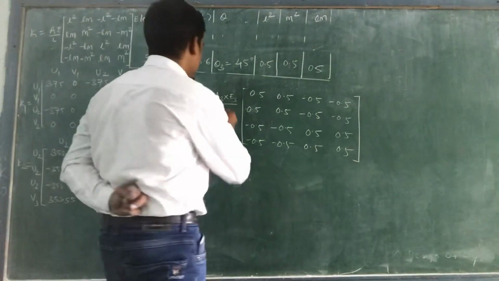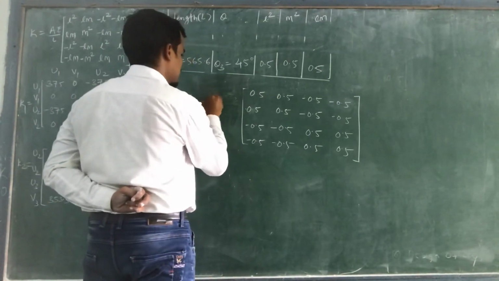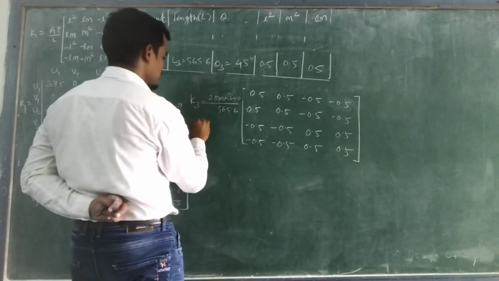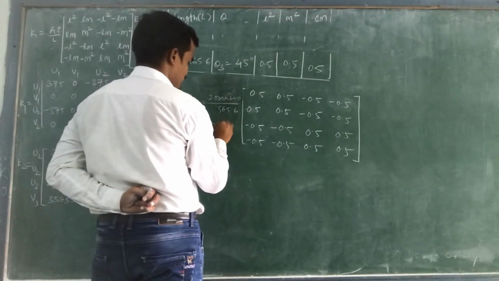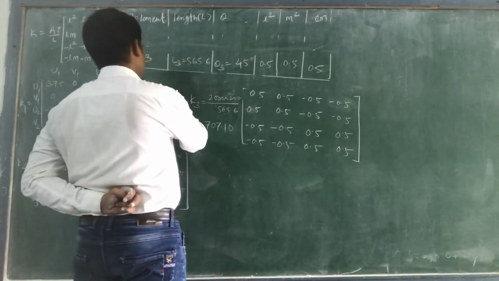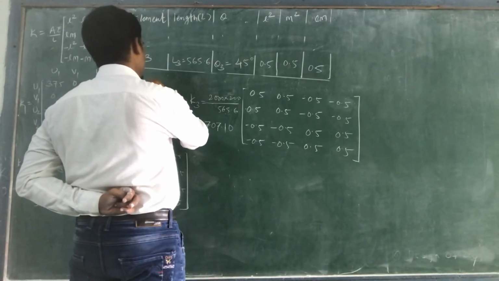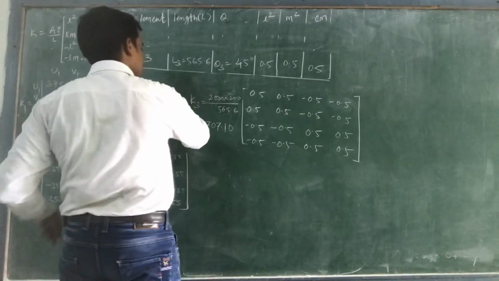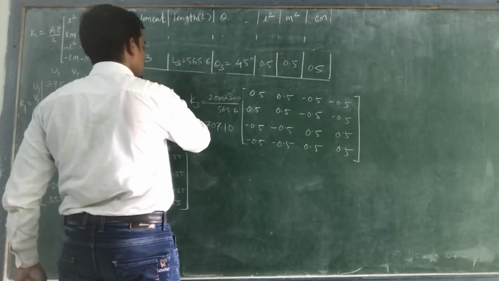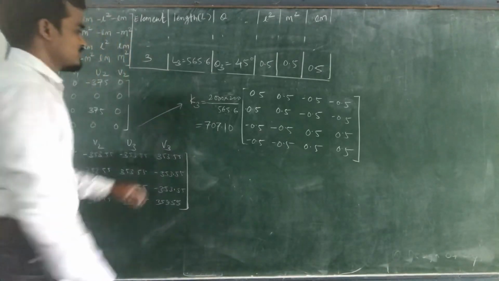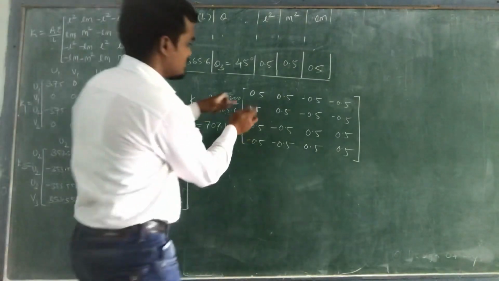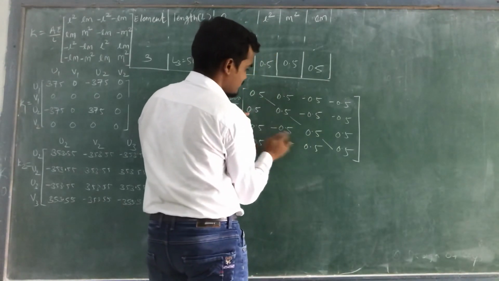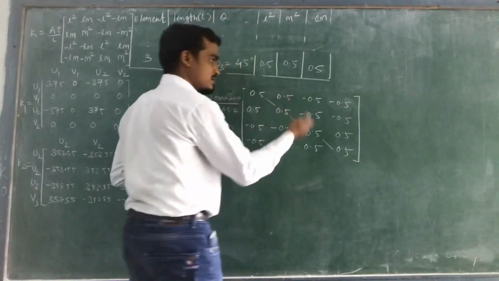third elemental stiffness matrix. So, for this, A3 is what? 2000. Same, 2000 into 200 divided by 565.6. So it is actually the same. So its value is 707.10. If we divide by 2, we get 353.55 into this matrix. So cross check whether this is symmetric or not. Here 0.5, minus 0.5. Minus minus. So it is symmetric.